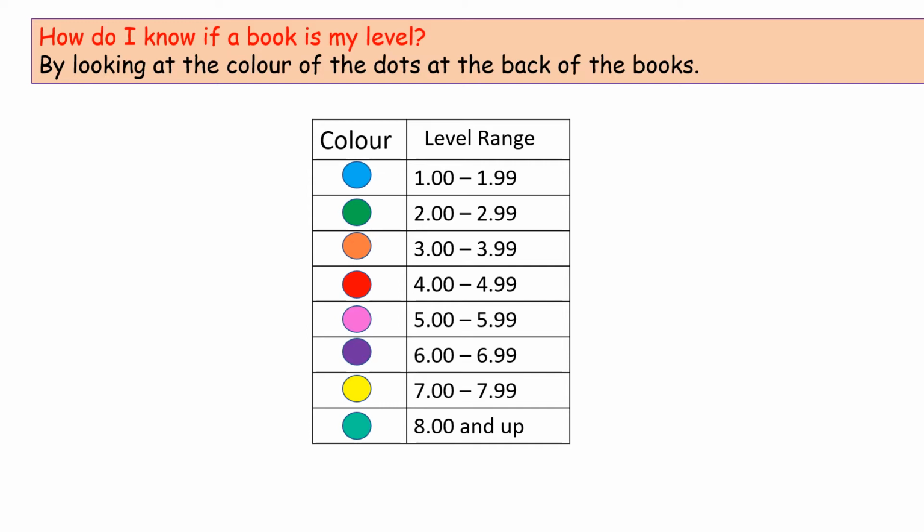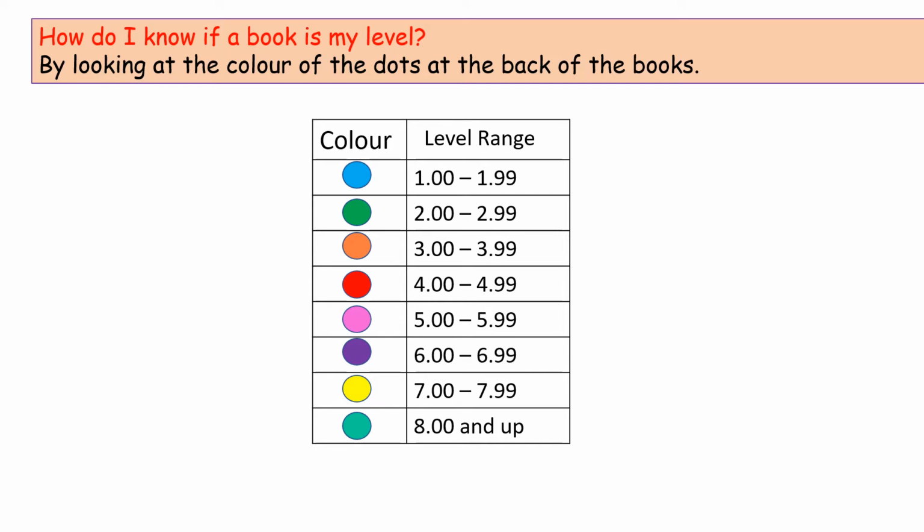Most pupils in Year 5 will be reading books which have got either green, orange or red stickers on the back, although we do have some children who are going to be blues and pinks and purples, but most of them fall within the range of 2.0 to 4.99.